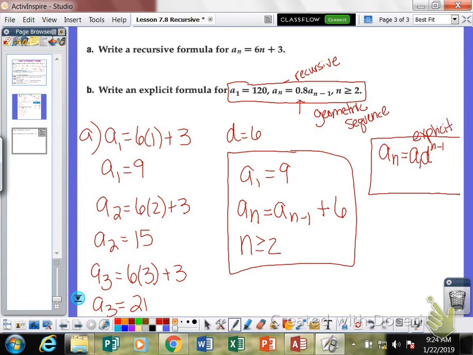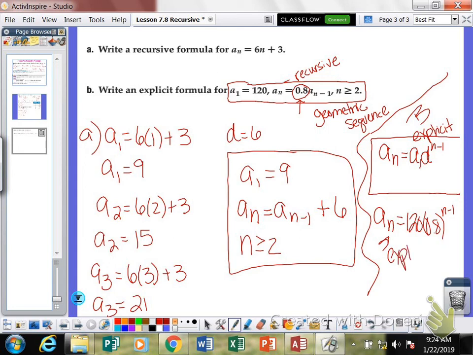So now let's substitute everything together here. So this is all part B right here. So a sub n equals a sub 1, which it tells us right here is 120, times, I like to put it in parentheses, our common ratio, which is 0.8. I can see it right here. So 0.8. And then to the n minus 1 power, and that is it. And that is right here, this is your explicit. You just went from recursive to explicit.